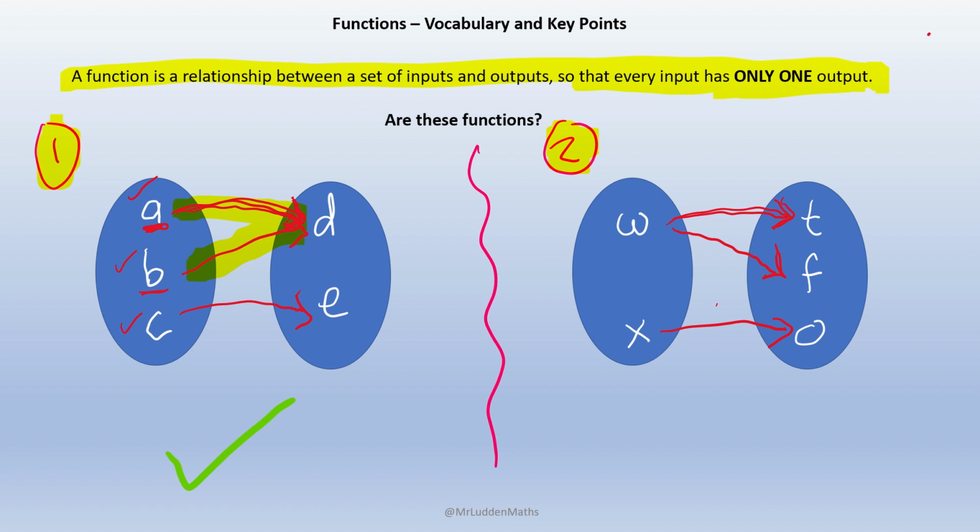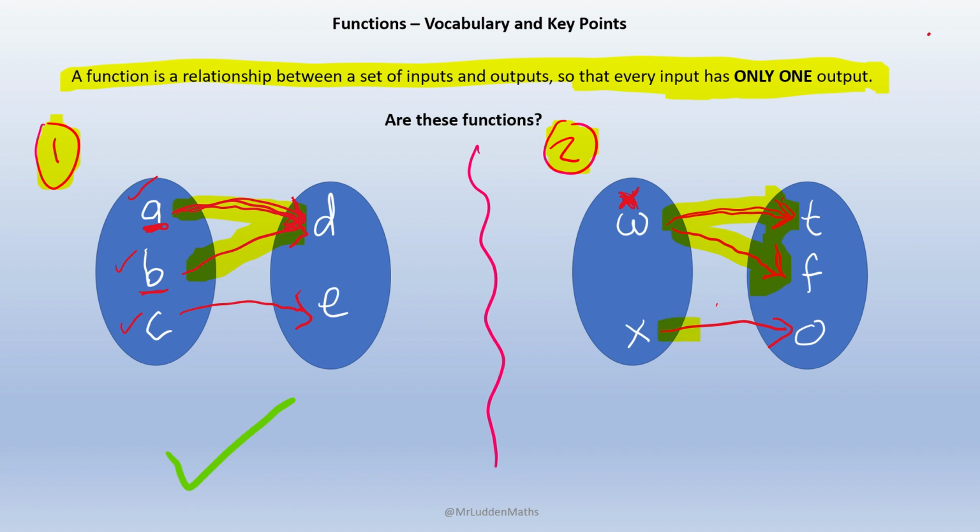Slightly different scenario over on my left hand side. I have W going to T, I also have W going to F. So in my WTF scenario up here, my W, my input, has two outputs, T and F. So in this scenario, my W here, I'm going to put a little X over that to signal that it's wrong. I cannot have two outputs. This does not describe a function.